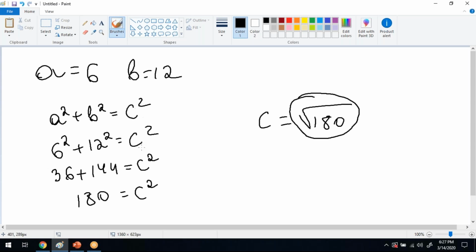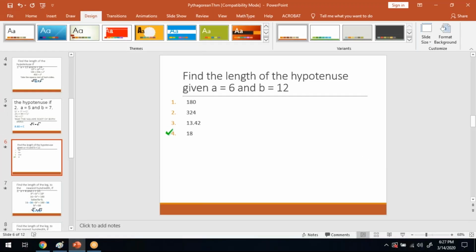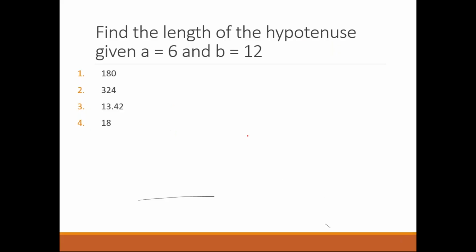So even if I don't have access to a calculator, I would know that C is between 13 and 14. And if you look at your answers, you would have this answer, 13.42, as your answer. Okay.